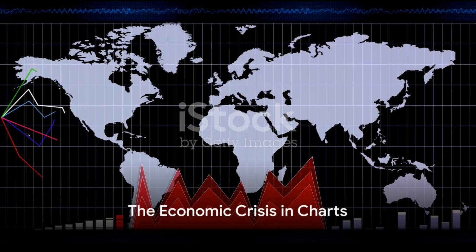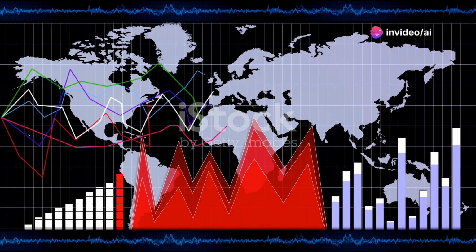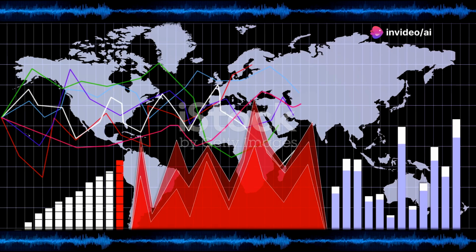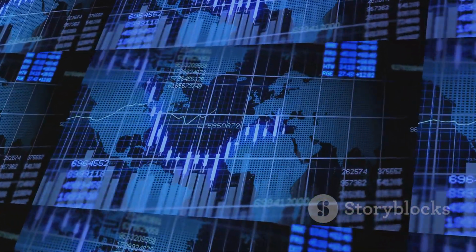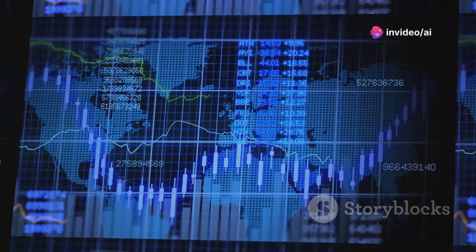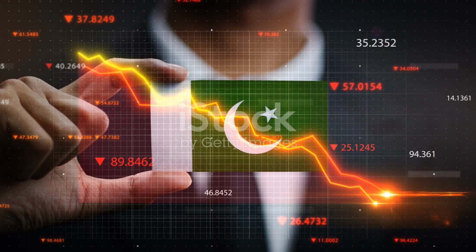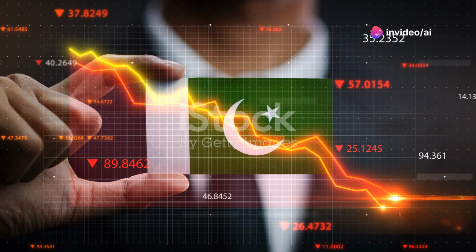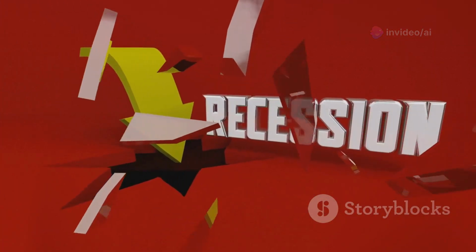Imagine the state of an economy through the lens of charts and graphs. Now, let's delve into the key indicators and trends that have led to Pakistan's economic downturn. Our first chart is a stark representation of inflation. Over the past few years, the inflation rate has spiked dramatically, making basic commodities more expensive for the average Pakistani. This has, in turn, led to a decrease in consumer spending, further straining the economy. Next, let's turn our attention to the unemployment chart. It's a rising curve that signifies an increasing number of Pakistanis out of work. The lack of jobs, coupled with inflation, has created a vicious circle of economic hardship that's hard to break.